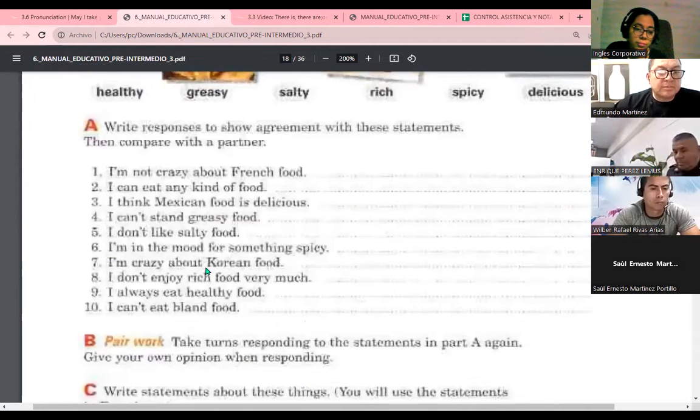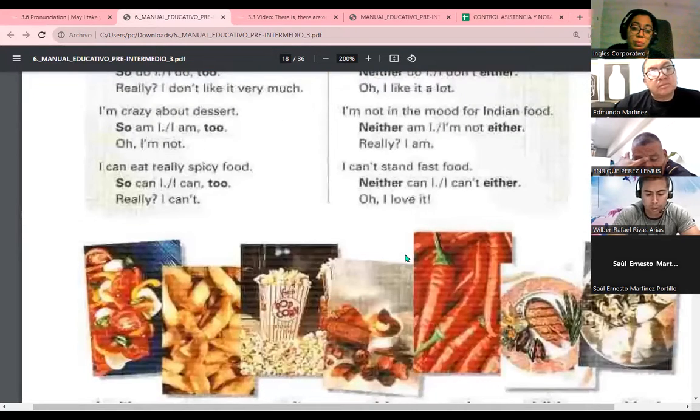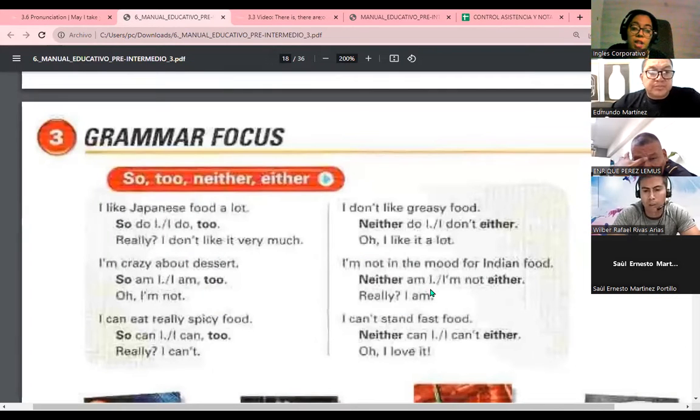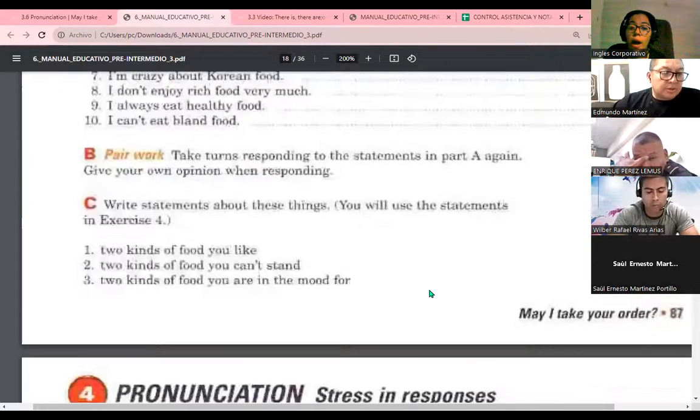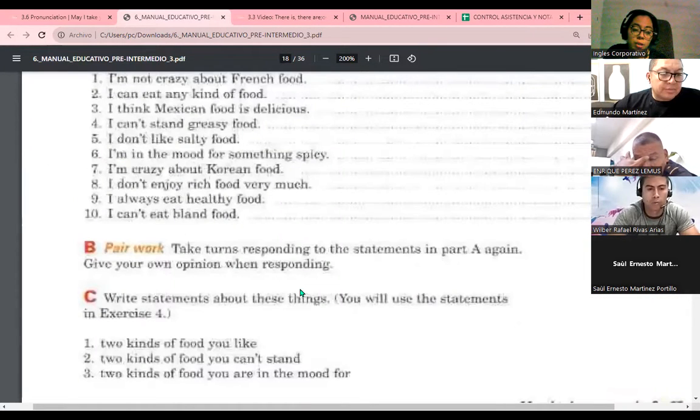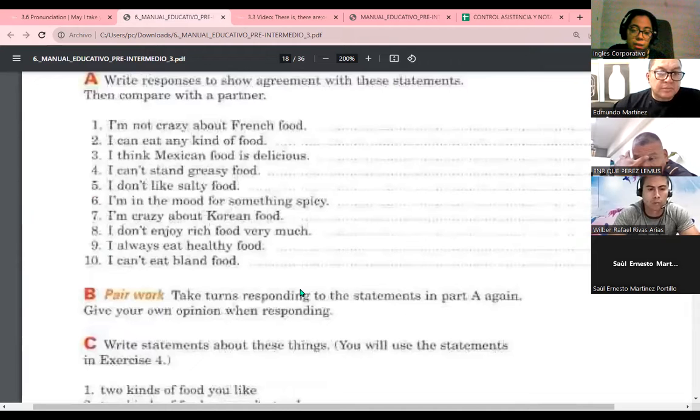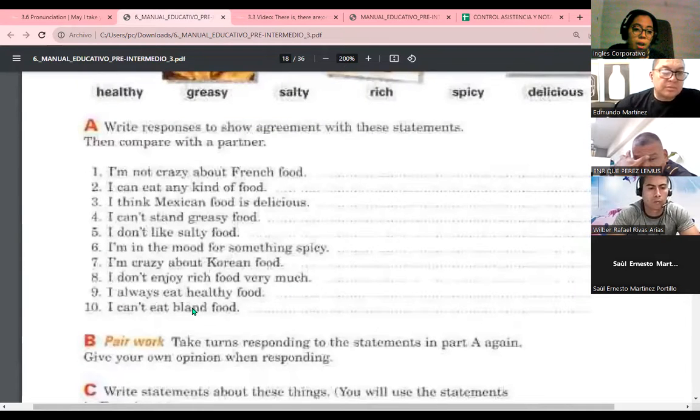Vamos acá. Ok. I don't enjoy rich food very much. Respondo. Neither do I. O I don't either. Ajá. Ok. I don't either. Excellent. Very good.